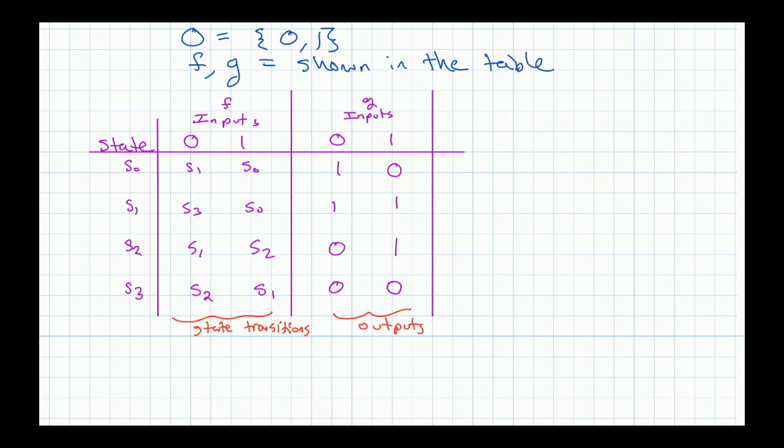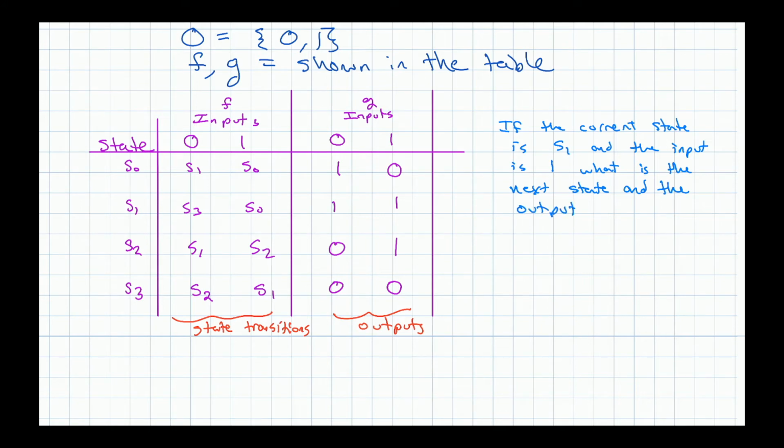And so, for example, you would be able to use this table to answer questions like this. So you'd be able to say, let's see, if the current state is, let's say, S1, and the input is 1, what is the next state and the output, right? So the book will ask you questions like that.